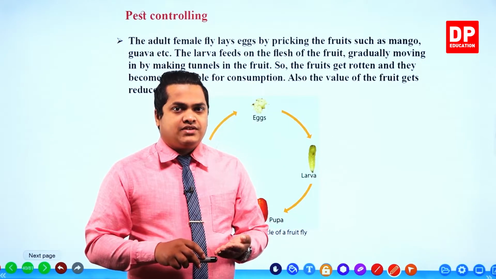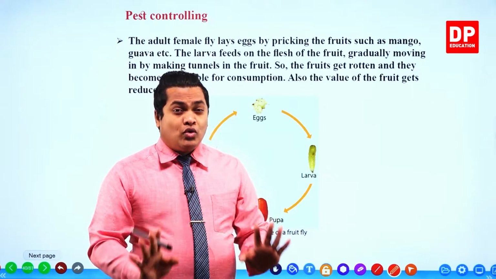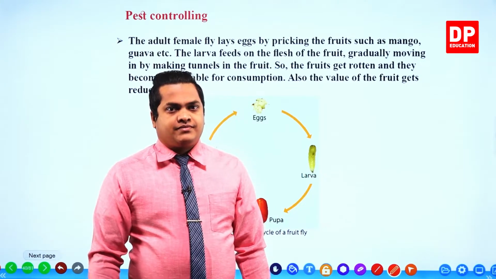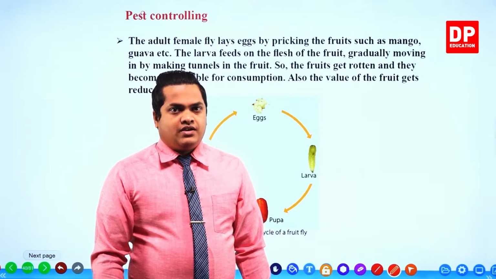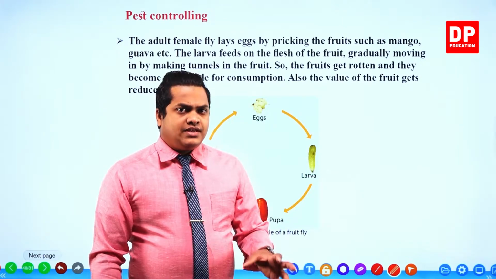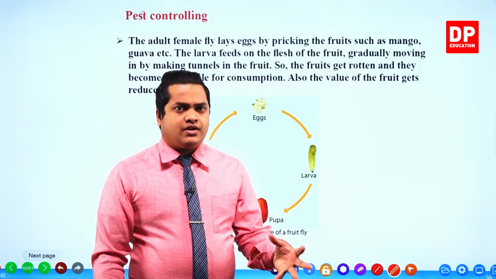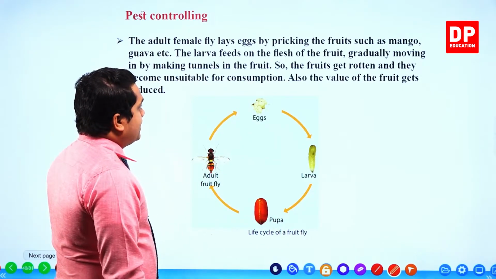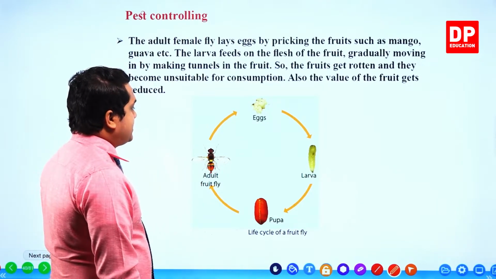Small pathways. So if there are tunnel-like structures, small pathways, don't eat those fruits. You have to throw them away because there are maggots. Definitely there are maggots. So don't eat, throw those things away. Okay. So my dear children, these maggots are going to feed on the fleshy part of the fruit. So the fruits get rotten and they become unsuitable for consumption.